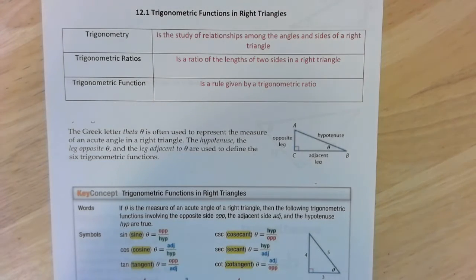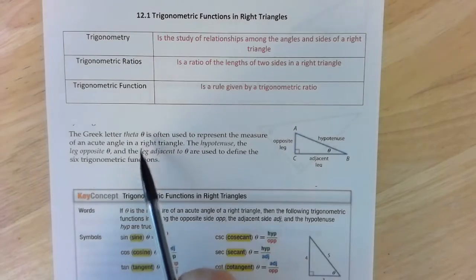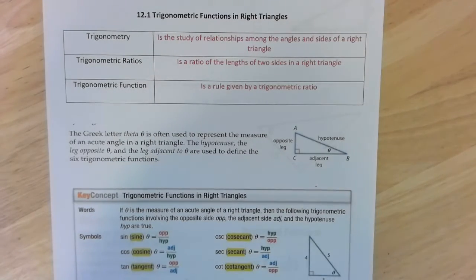Okay, trigonometry is the study of relationships among the angles and sides of right triangles. Your trig ratio is the ratio of lengths of two sides in right triangles. A trig function is a rule given by a trig ratio. So the Greek letter theta, okay, this is the symbol for theta, is often used to represent the measure of an acute angle in a right triangle.